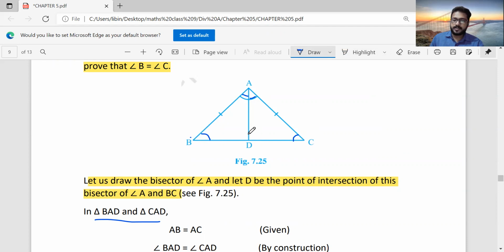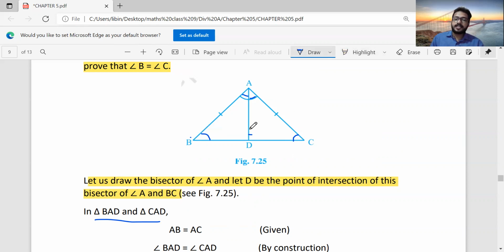Why are we going to check whether these are congruent or not? What happens when these two triangles are congruent? If they are congruent, then their corresponding angles should be equal. What are the corresponding angles? Angle B and angle C. So we want to prove angle B and angle C are equal. Thus we will be proving the theorem. That's our aim.